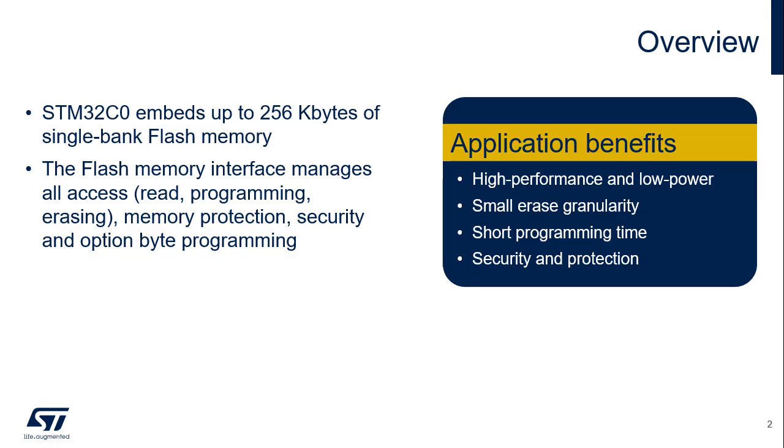The STM32C0 embeds up to 256 kilobytes of single-bank flash memory. The flash memory interface manages all memory access, including read, programming, and erasing, as well as memory protection, security, and option bytes. Applications using this flash memory interface benefit from its high performance and low power access. It features a small erase granularity and short programming time. The interface also provides various security and protection mechanisms for code and data, applicable to both read and write access.